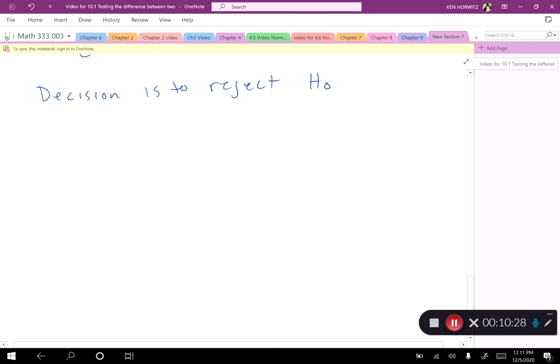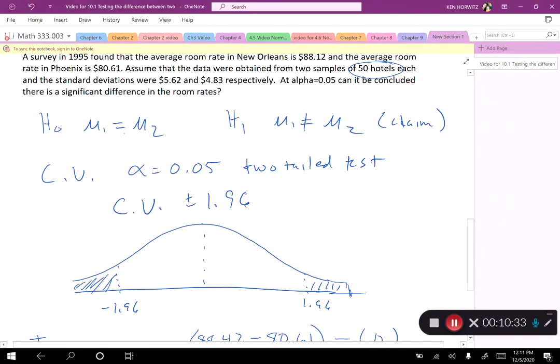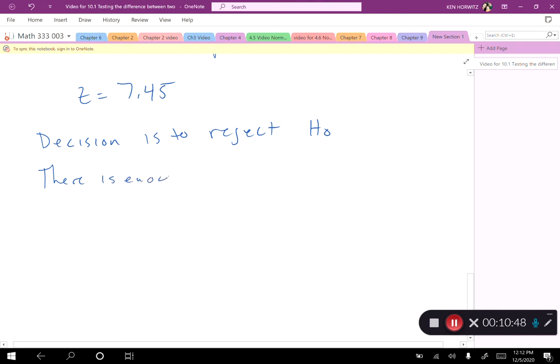All right. So once we reject our null hypothesis, we rejected that they were equal. So we have supporting data that says that the claim is true. So we can say there is enough evidence to support the claim, and you can also then finish the sentence.